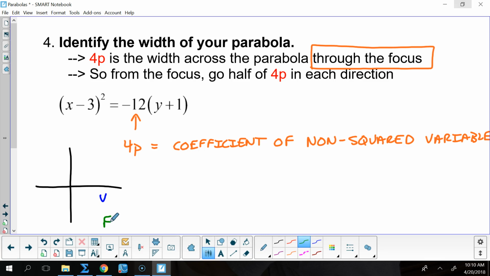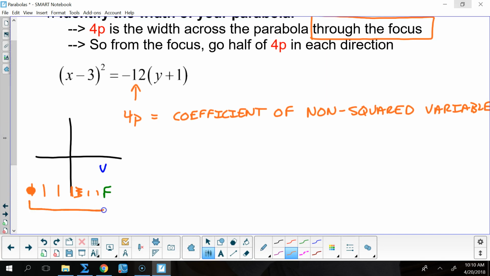So I'm going to count out here 6. 1, 2, 3. Oops, I missed, because 3 should be right there. 3, 4, 5, 6. And then that point would be on my parabola. This would be a distance of 6. And then 1, 2, 3, 4, 5, 6. This would be a distance of 6. And that point is on my parabola, so that my parabola is 12 wide through the focus.